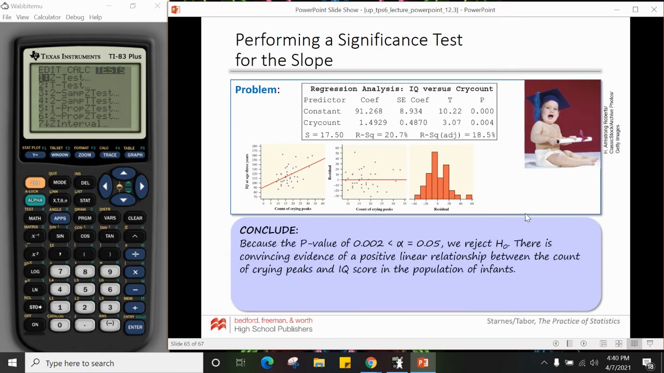And then conclusion: because the p-value of 0.002 is less than alpha, which is 0.05, we reject H0. There is convincing evidence of a positive linear relationship between the count of crying peaks and IQ scores in the population of infants.